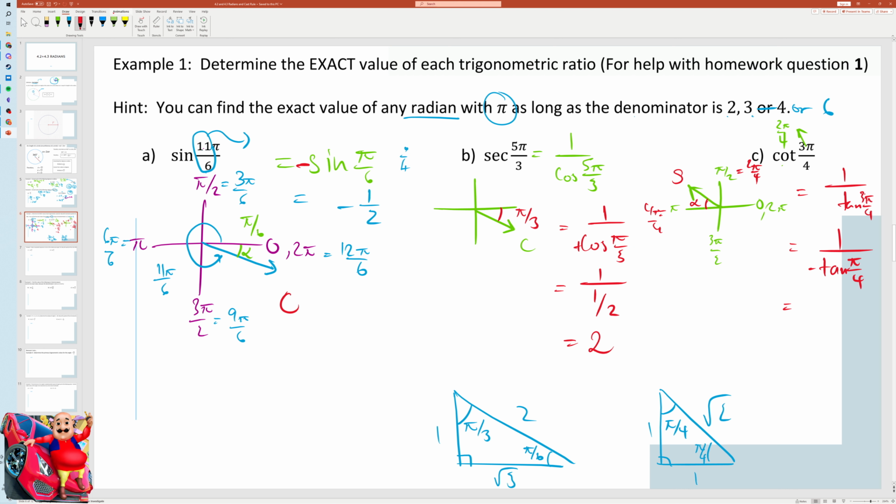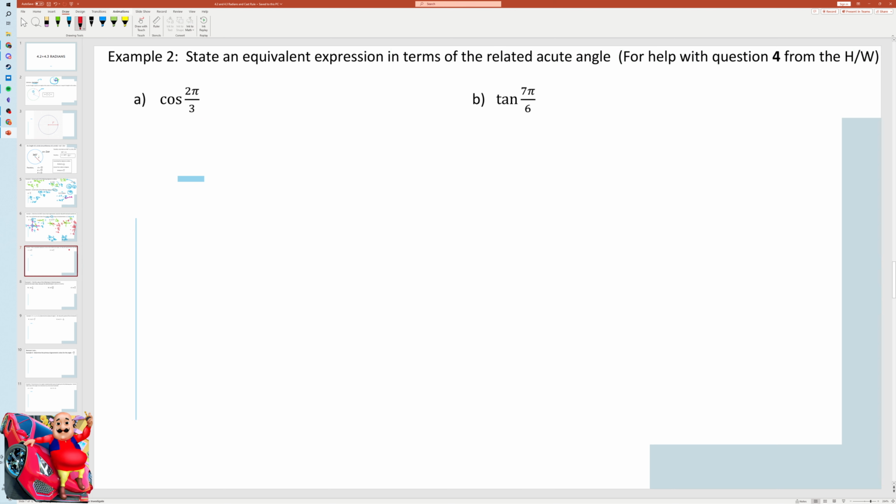Once again, let's go to the pi over 4 triangle. The pi over 4 triangle is down here. Tangent says to do the opposite divided by adjacent. So let's do the following. We get equals 1 over negative 1 over 1. How fancy. This is just all negative 1. Going on. Okay, state an equivalent expression in terms of the related acute angle, and we'll go from there.